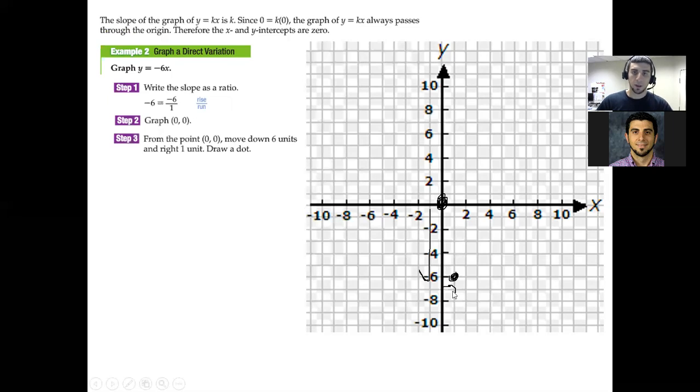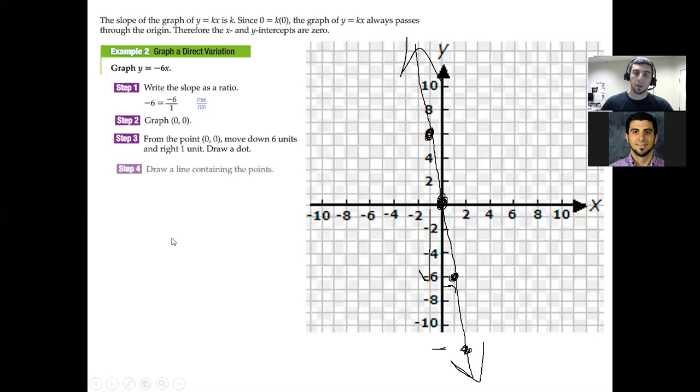Okay? And you could do it again. You go down 6 over 1, you could get a second point. Now 12 would be down here. Okay. Now, if you don't have enough room, you could actually go backwards. In other words, you could go up 6, back 1, and then that would give you another point. Okay. So try to draw a good line there.